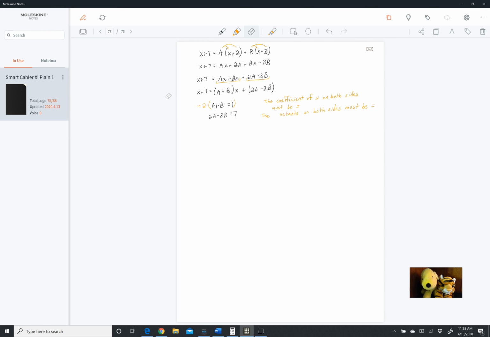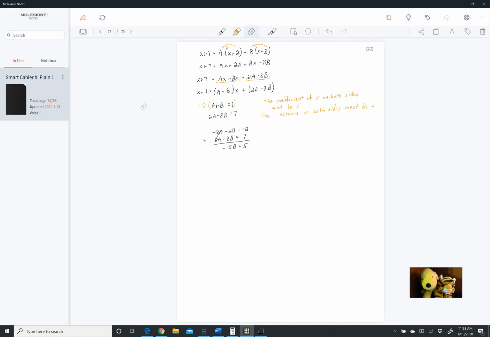So we would wind up with the two equations, -2a minus 2b is equal to -2, and then 2a minus 3b is equal to 7. So we're solving it like a system. It is a system, so it's not like a system, it is a system. And we get -5b is equal to 5.